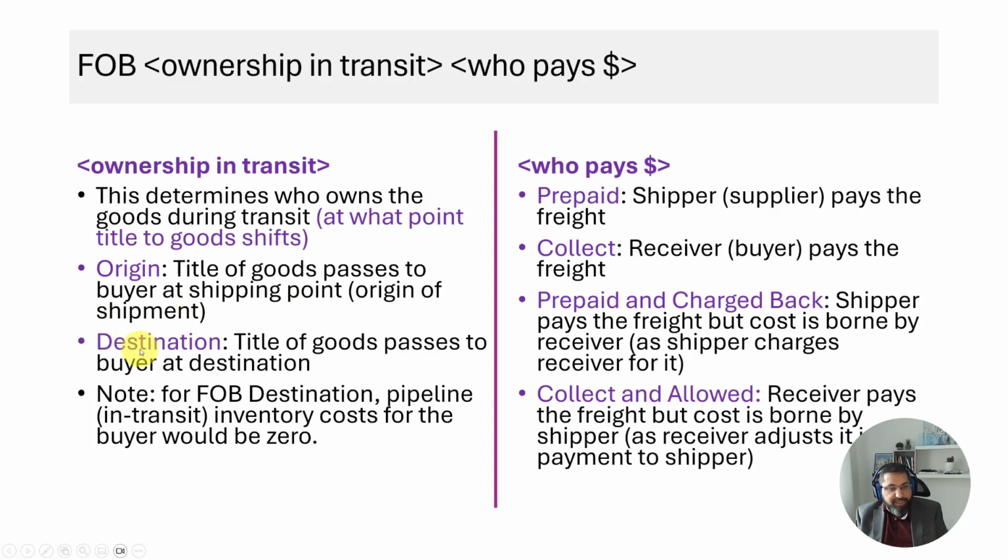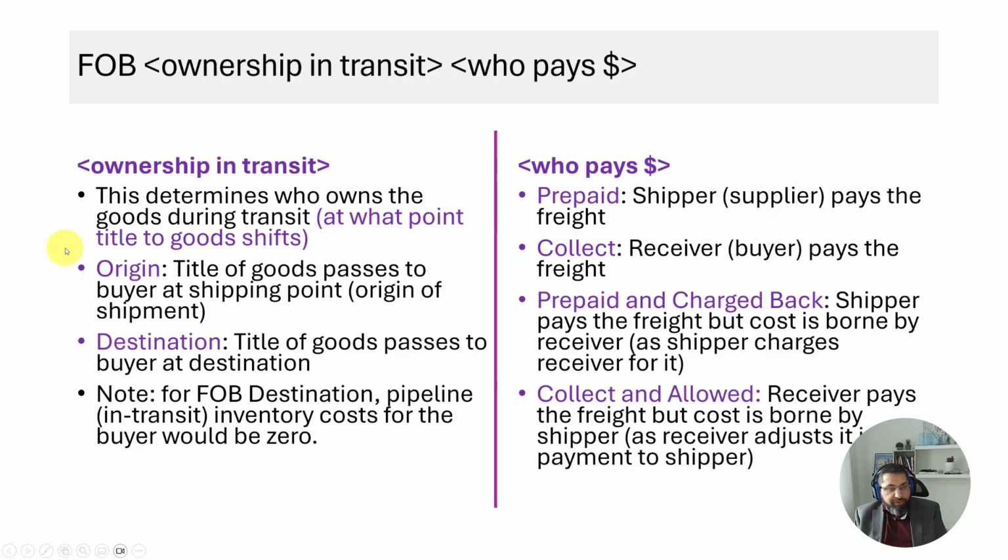FOB destination means that the title of the goods passes to the buyer when the goods reach their destination. So along the journey, if the goods get destroyed, it is the seller who had a loss. The seller had the loss of their goods. They were not passed on to the buyer yet. So the buyer may not even have to pay the supplier because they didn't get the title to the goods.